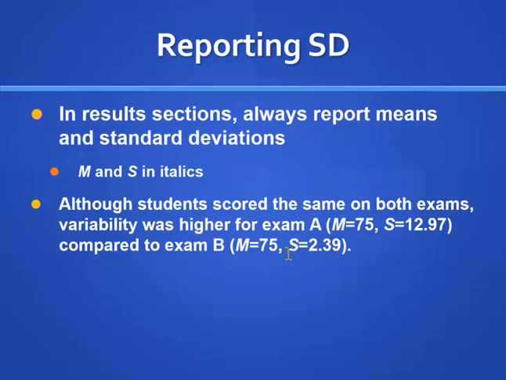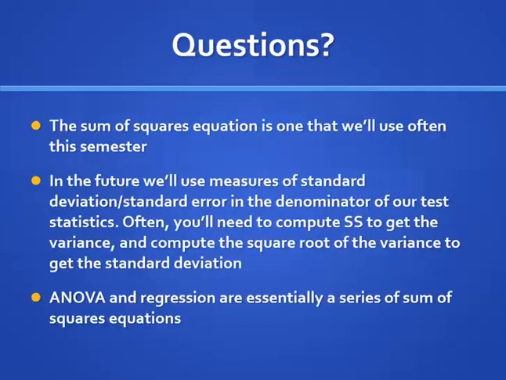The M is italicized. The S is italicized. The other things are not, right? The number is not, the comma is not italicized, the equal sign is not italicized, only the letters, right? So, you should know how to report this in APA. It's part of the assignment. You'll have to do it a lot. It's part of being a psychology major.